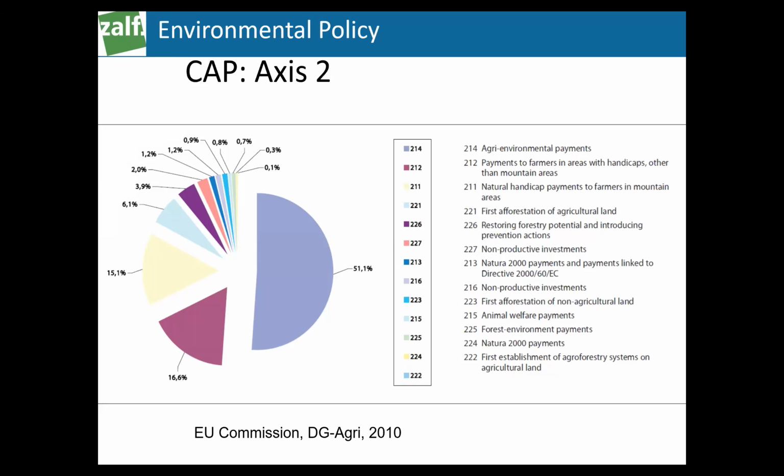We have first afforestation of agricultural land, to afforest, to build forests here. We have the number of restoration forestry potential and introduction of prevention actions, non-productive investments, etc., etc. You have here the widespread tailored design of the environmental programs.